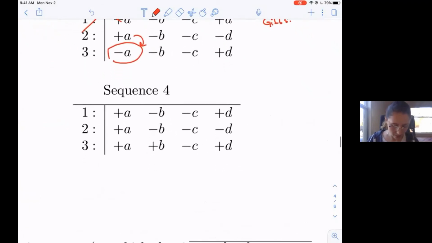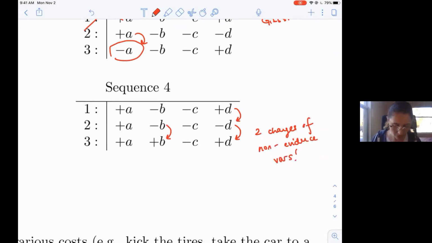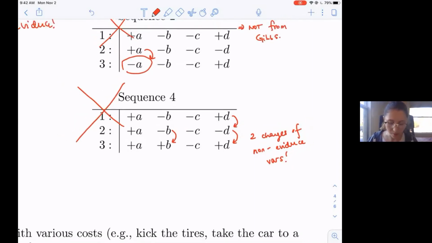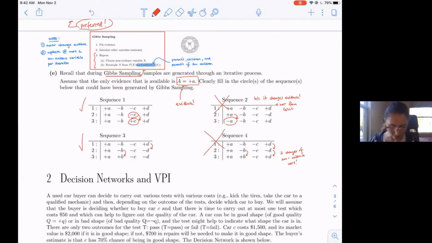Finally, in sequence number 4, what's going on here? We see that we change from plus D to minus D between iterations 1 and 2. But now between iterations 2 and 3, we change from minus B to plus B and from minus D back to plus D. So these are two changes of non-evidence variables. So this, again, is violating this property of Gibbs sampling. So this could not be generated from Gibbs sampling. Cool. So that's that for problem number 1.